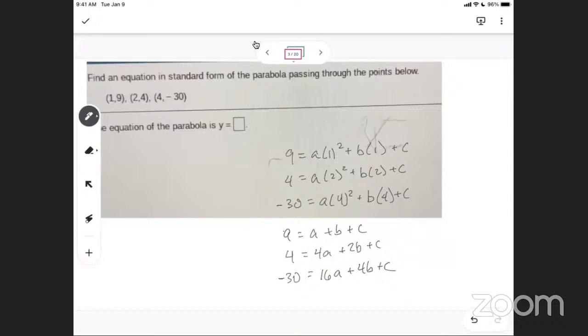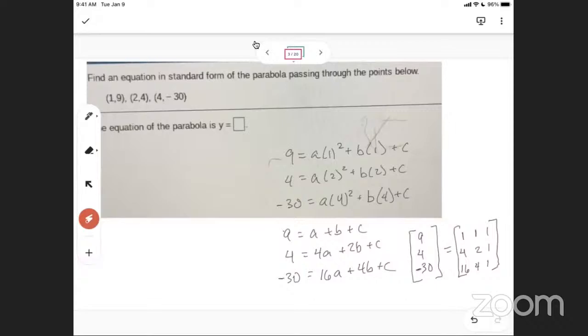So once you set it up, you create what are called matrices. So your matrix is going to be 9, 4, and negative 30. And your other matrix is going to be, notice what I'm doing, I'm just plucking the coefficients off. 1, 1, 1, 4, 2, 1, 16, 4, 1. You see where I got those numbers from?